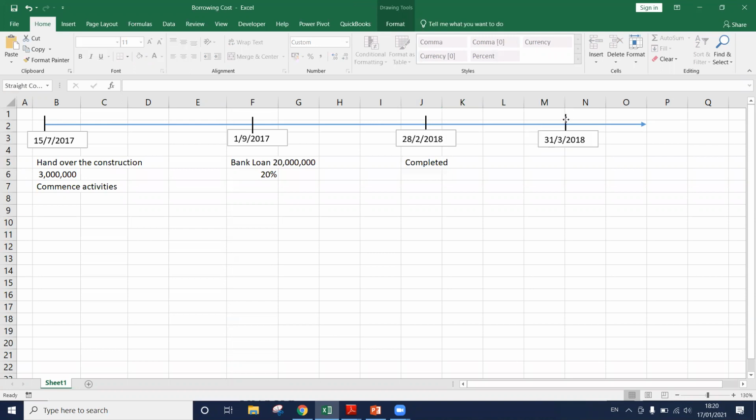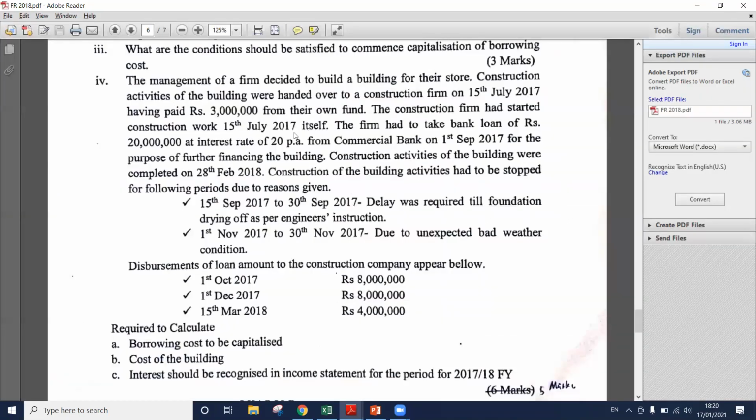So these are the information given in this para. ඔන්න ඔය information ටික තමයි දෙන්නේ. මෙදා අපි construction firm එකකට building එකක් construct කරන්න contract එක බාර දෙනවා. එදා මෙයාලා වැඩ පටන් ගන්නවා. අපේ own fund වලින් we have paid 3 million. Loan amount here, the firm had to take a bank loan of 20 million.